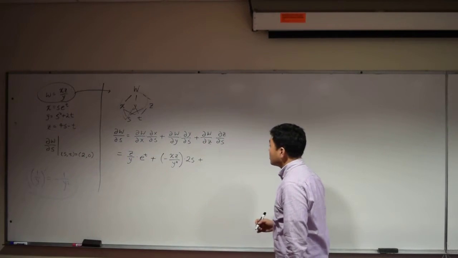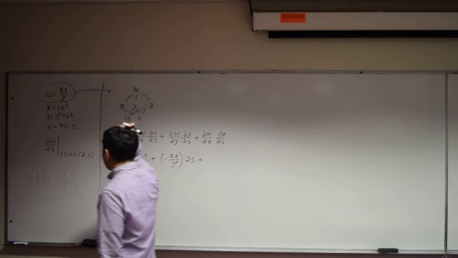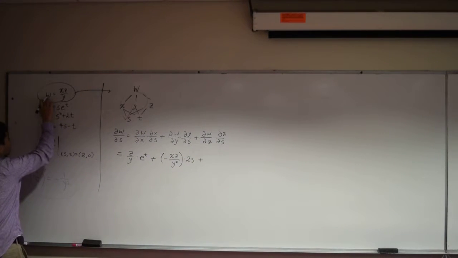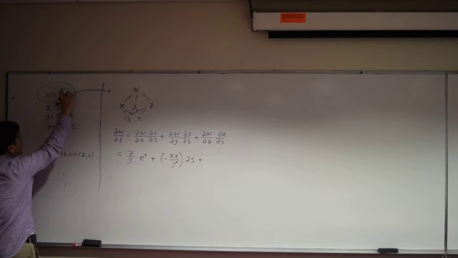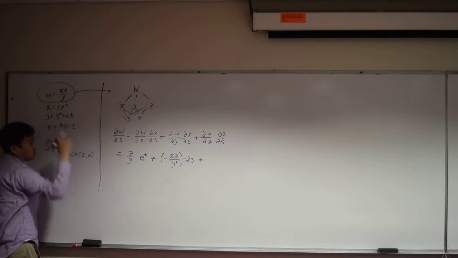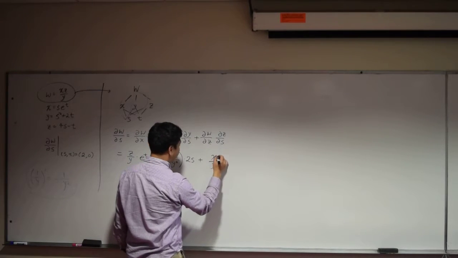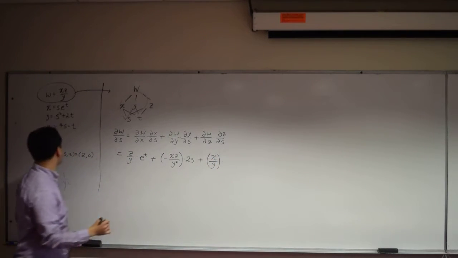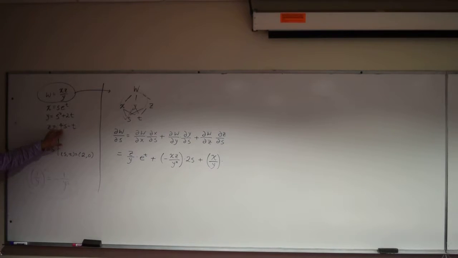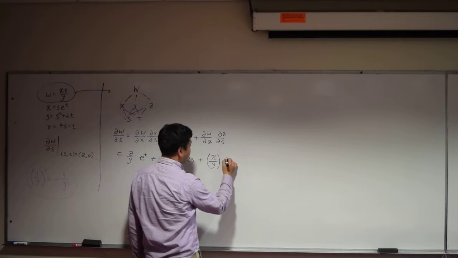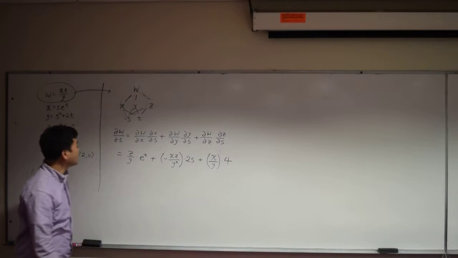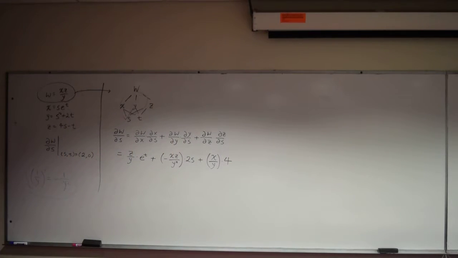Okay, now ∂W/∂Z. If you differentiate W by Z, Z differentiates to 1, so it's just x over y. And then finally, if you differentiate Z by S, you get 4. Okay, so that's the derivative of W with respect to S. And then we still have to evaluate it.